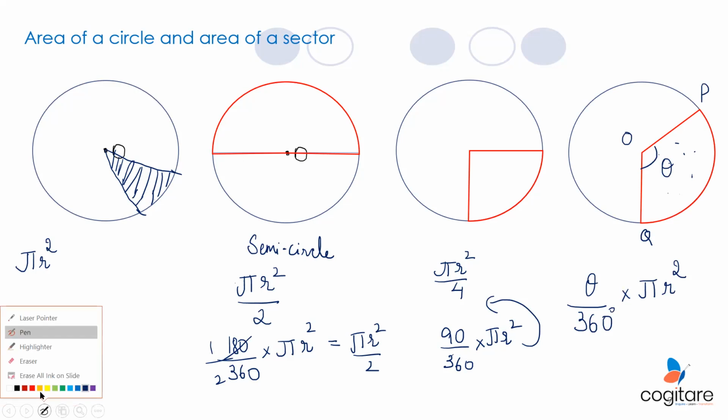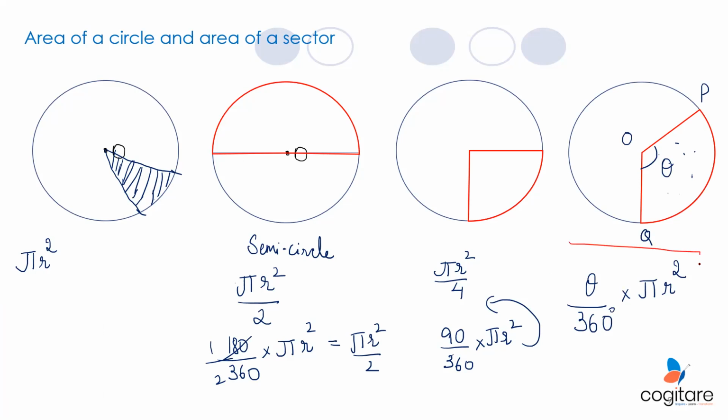Right, guys? Very easy. If you know the central angle, you can always find the arc length and the area of the sector formed by the arc. Okay, nothing to remember. It's very, very straightforward.